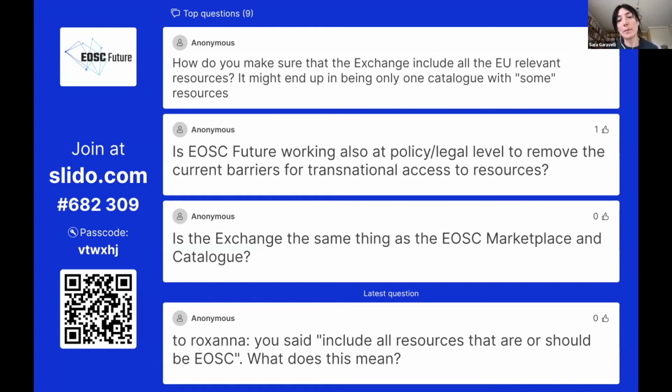Yeah, and my no was coming with the fact that if I want to onboard one service or one resource in the exchange, it doesn't come with the removal of the barrier whether I can offer these resources outside my country. So in that sense, EOSC Future is not actively working on that, but as you said, that's up to the service providers at the moment.